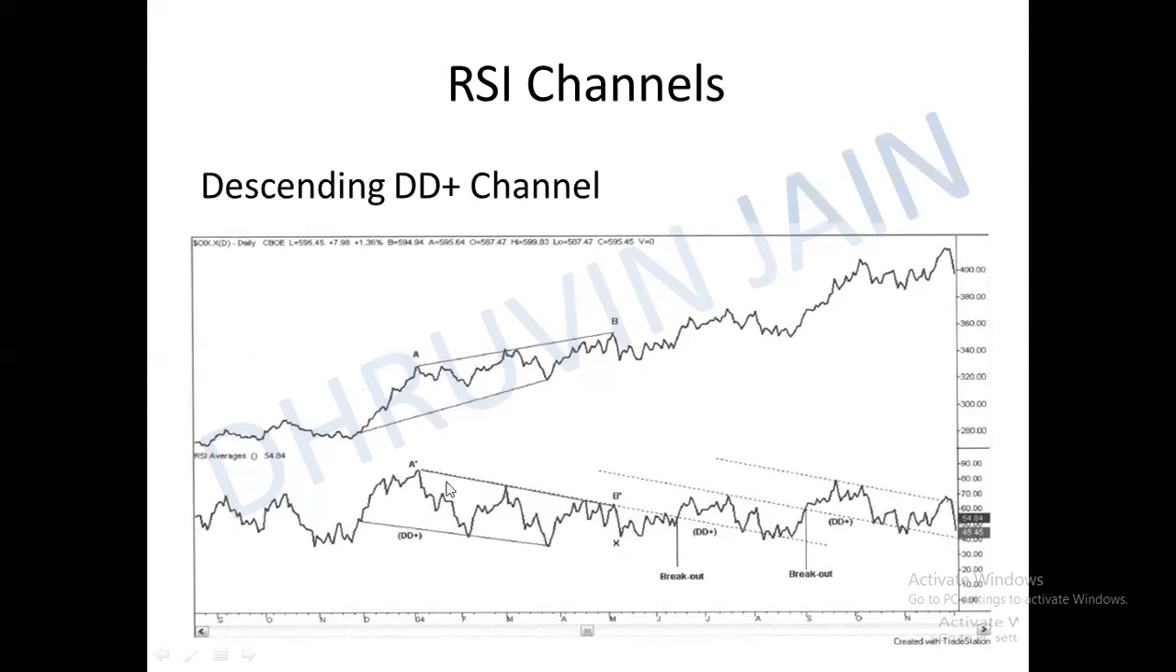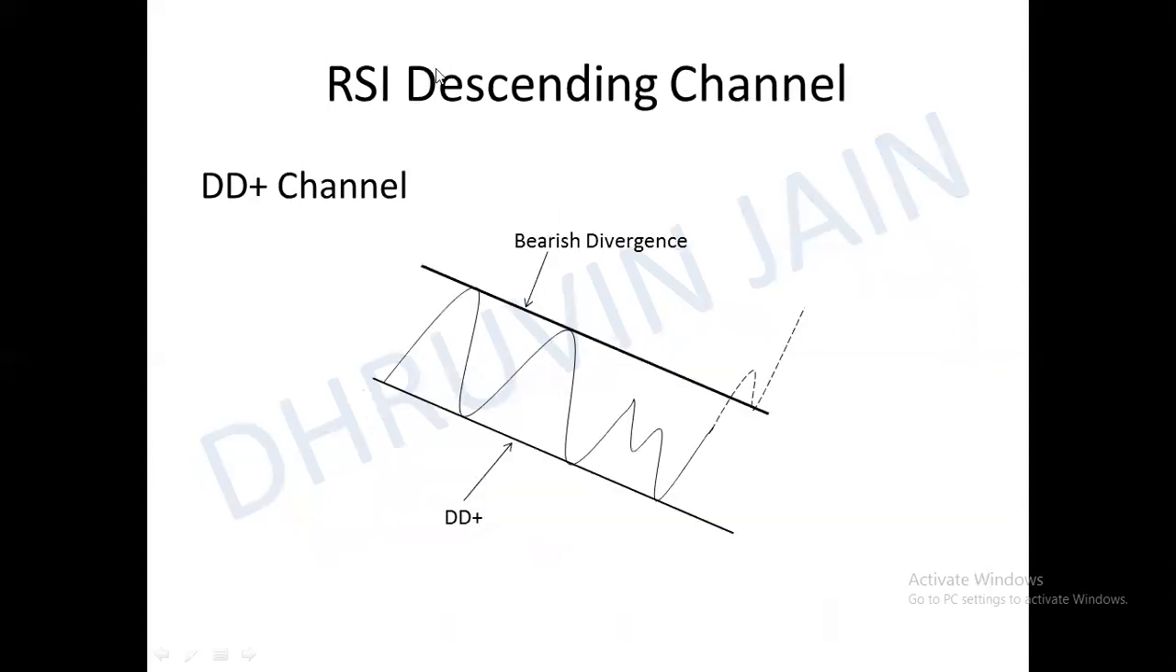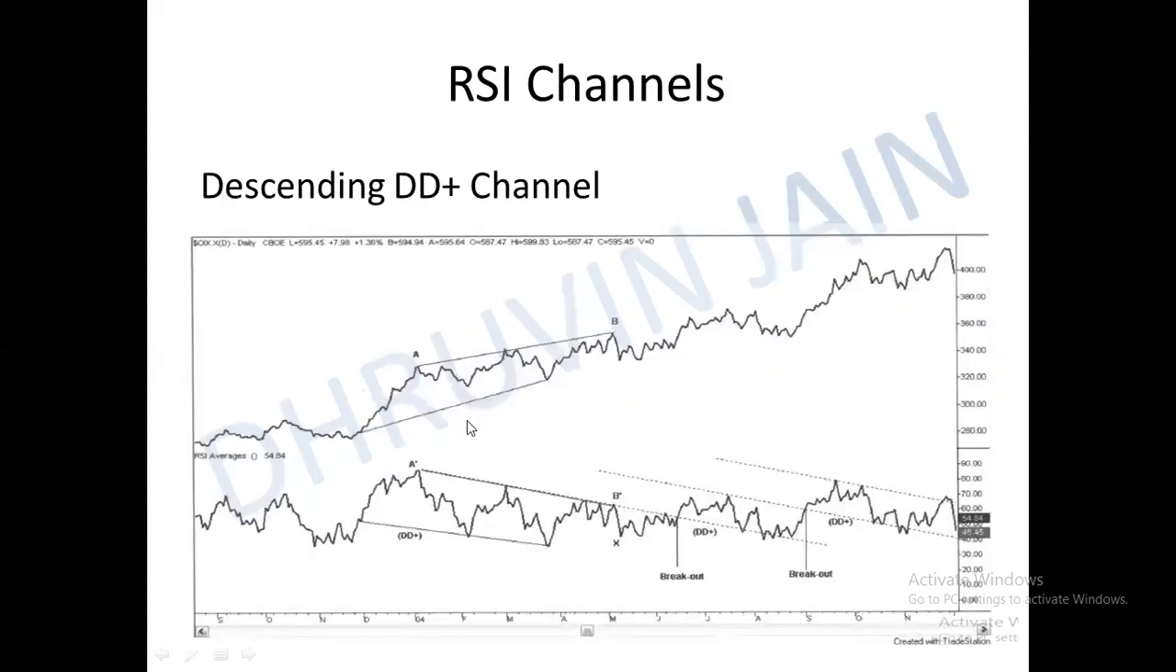This is forming a bearish divergence, and to continue this trend, when the price is continuing this trend, RSI has to compulsorily break from the upside. RSI has to break from the upside of this descending channel to continue its particular trend. So in this structure, there is a combination. It is also named as DD plus channels, but basically we call it a descending channel. Okay.